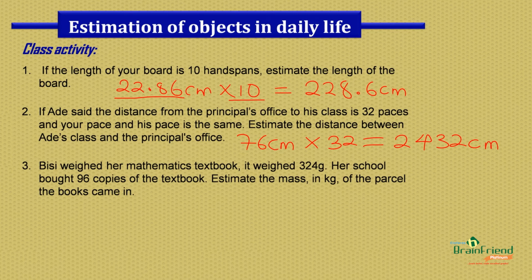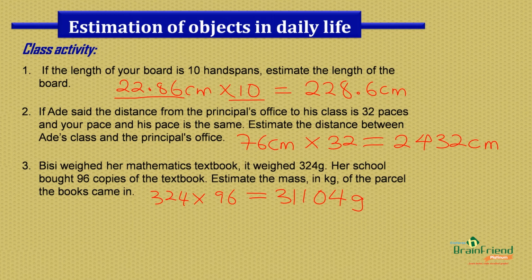And lastly, BC weighed her mathematics textbook. It weighed 324 grams. Her school bought 96 copies of the textbook. Estimate the mass in kg of the parcel the books came in. So we have 324 multiplied by 96. That gives us 31,104 grams. Now the instruction says in kilograms.